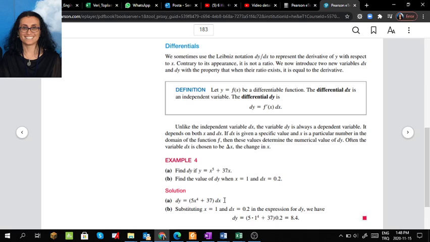So it's very easy. In b, on the other hand, we are going to plug in x and dx values in there. So whenever x is 1, we put it in: 5 times 1 to the 4 plus 37, times dx, which is 0.2. So the answer is the change in y, infinitesimal change in y, very small change in y, is 8.4 in that situation. Okay.